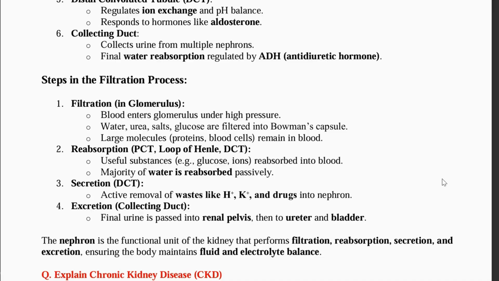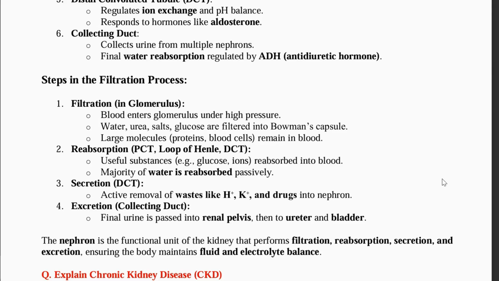So filtration in the glomerulus: blood enters the glomerulus under high pressure. Water, urea, salts, and glucose are filtered. Large molecules like proteins and blood cells remain in the blood. In reabsorption, glucose and ions are reabsorbed. Water is also reabsorbed. In the DCT, there is selective removal of wastes like hydrogen, potassium, and drugs into the nephron.